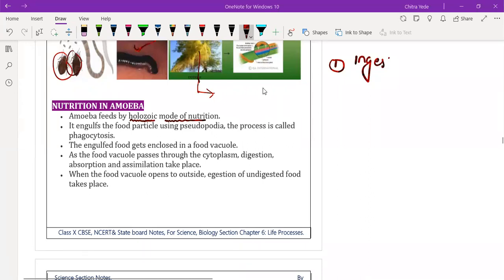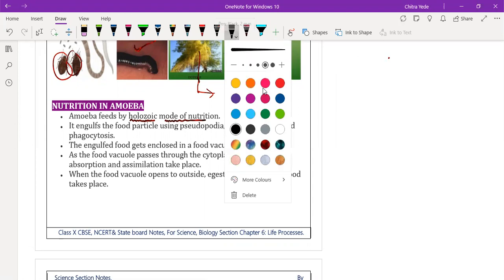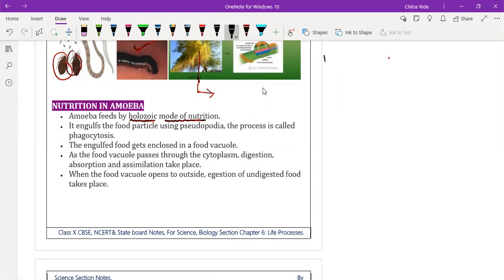So the holozoic nutrition means what? It involves the 5 basic steps. Okay, so let me write for you. See, number 1, in the first step, intake of food takes place. Okay, intake of food. This is also called as ingestion.